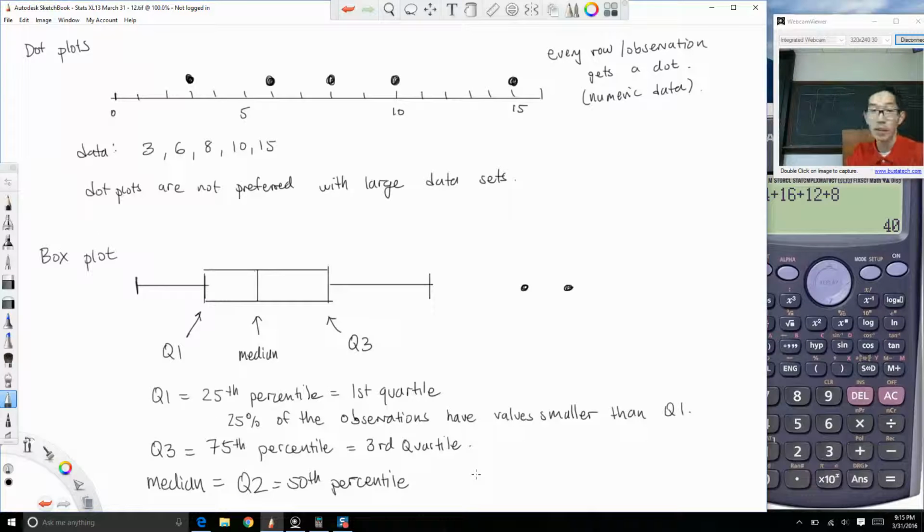These lines are called whiskers, which is why this is also called the box and whisker plot. The whiskers extend to the largest point and smallest point that are not outliers.